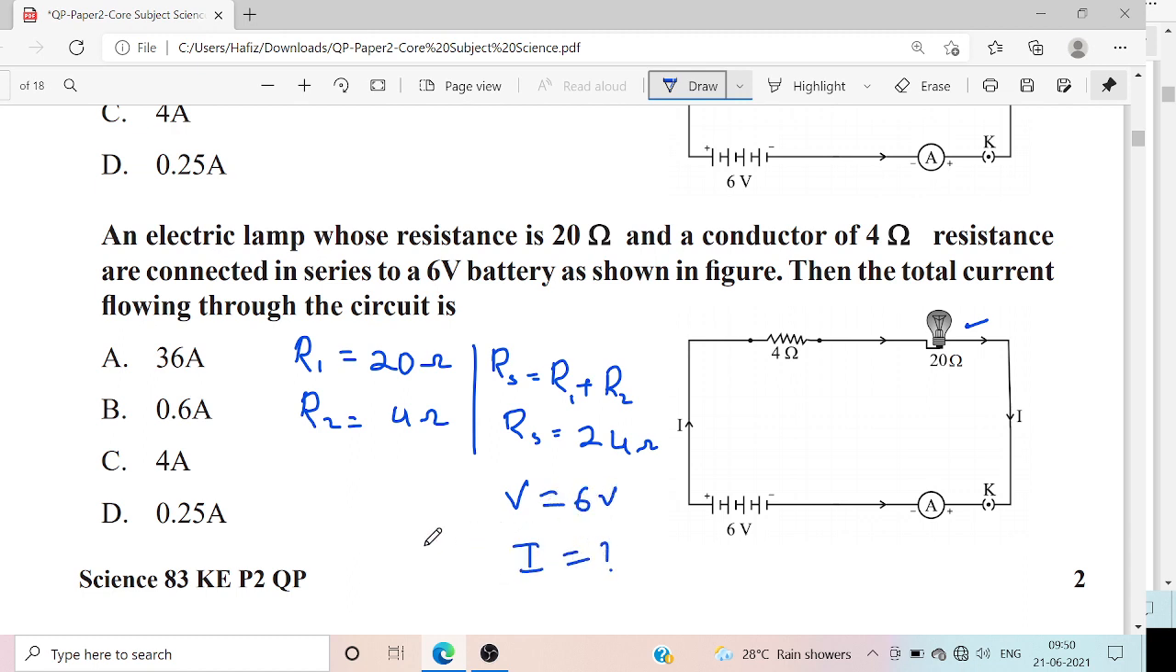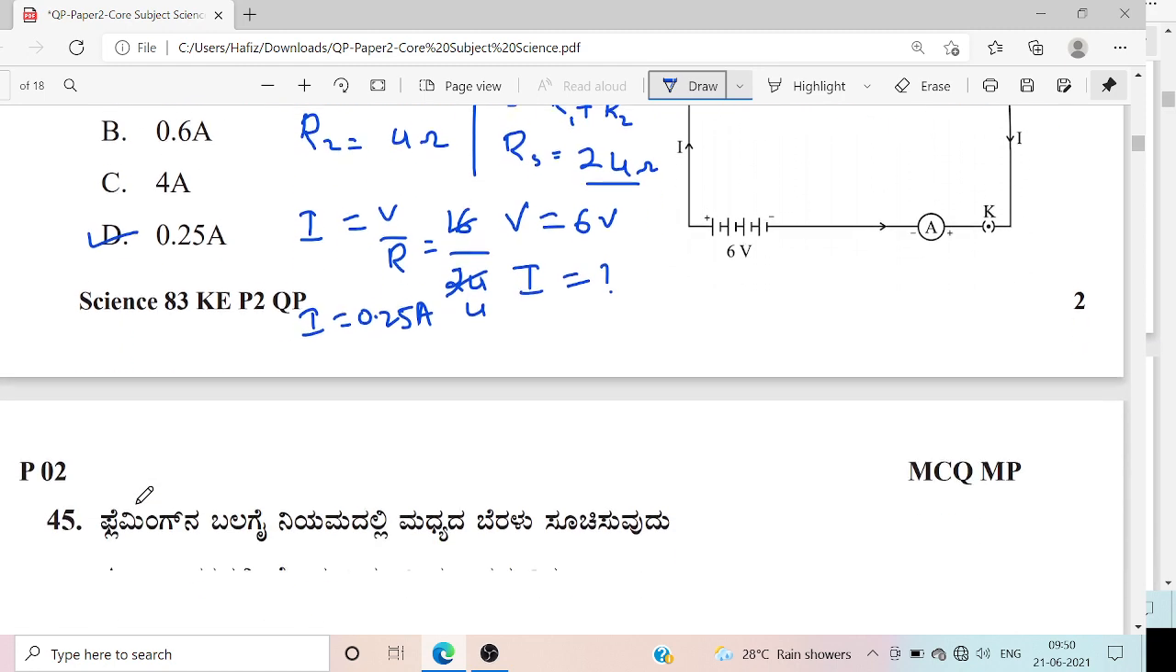Now using Ohm's law you can find the current, children, that is I equals V by R. Voltage is 6. The resistance of the circuit we have found here, that is 24. So 6 ones are 6, 6 fours are 24, so it gives 1 by 4. 1 by 4 is nothing but 0.25 ampere. So 0.25 ampere means option D is the correct answer for this. Hope you got the point.